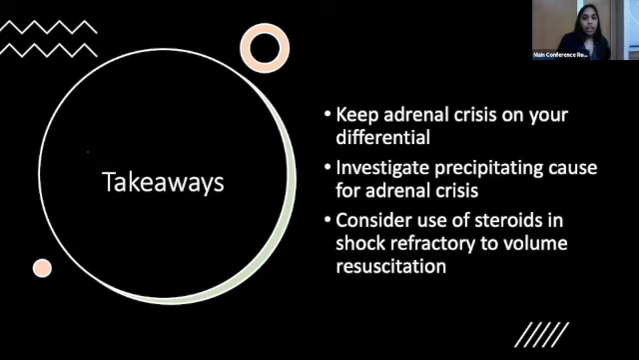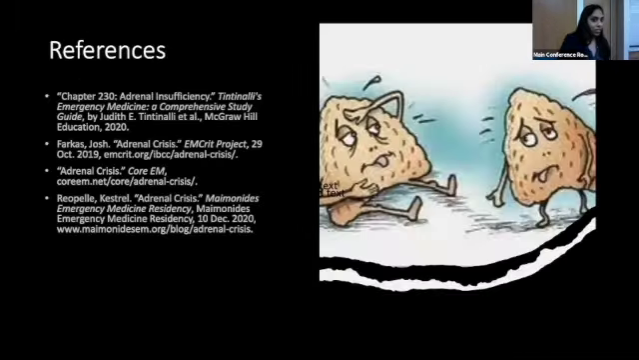And lastly, steroids should come into play after attempts at volume resuscitation if adrenal crisis is suspected, or especially in cases of refractory hypotension, where you can look with ultrasound and say, is this patient fluid responsive, or have we given enough fluid? Maybe there's something that we're missing. So it's something to think about. And then here are my references, and these are some adrenals in crisis.